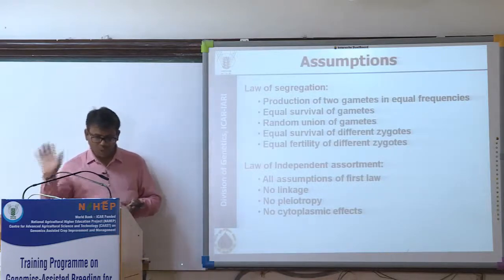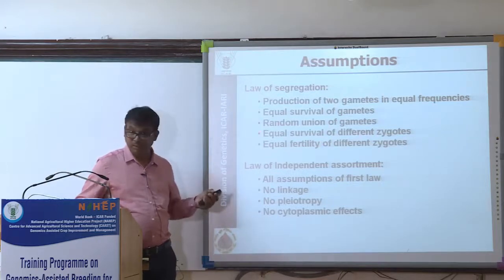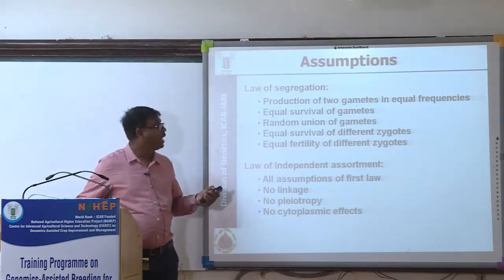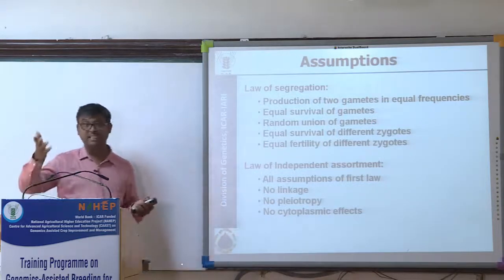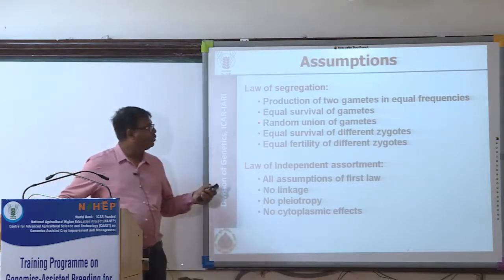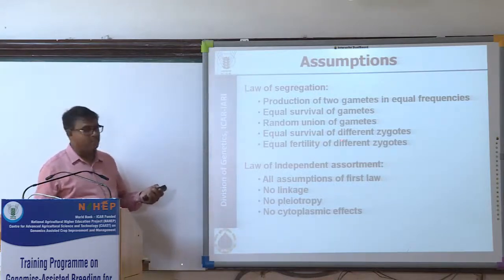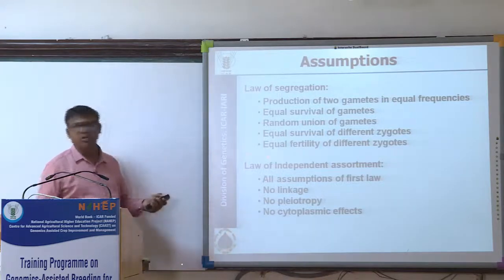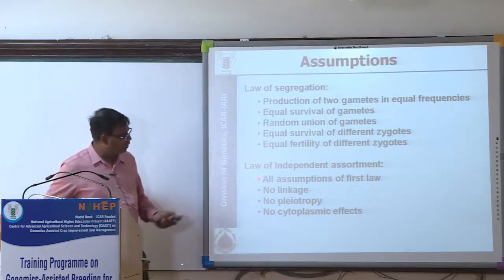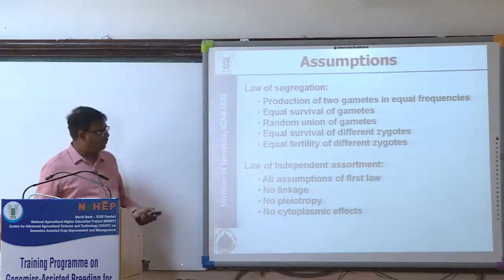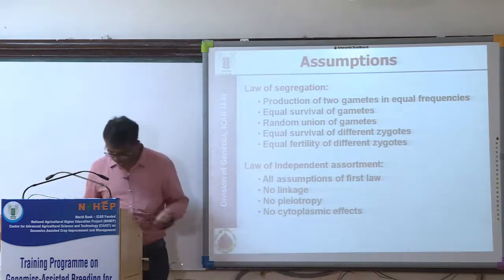The law of assumptions we also all know, but for Mendel's first law there are 5 major assumptions which are not there in the law itself. The two gametes should have equal frequencies, right? If there is lethality or something, you will get segregation distortion. Then the gametes should have equal survivability, there should be random union of gametes, the zygotes should have equal survivability, and the zygotes should have equal fertility. These are the assumptions of Mendel's first law. As far as the second law is concerned, all the assumptions of the first law also hold. Apart from that, there should be no linkage, no pleiotropy, and no cytoplasmic effect. So that we all know.